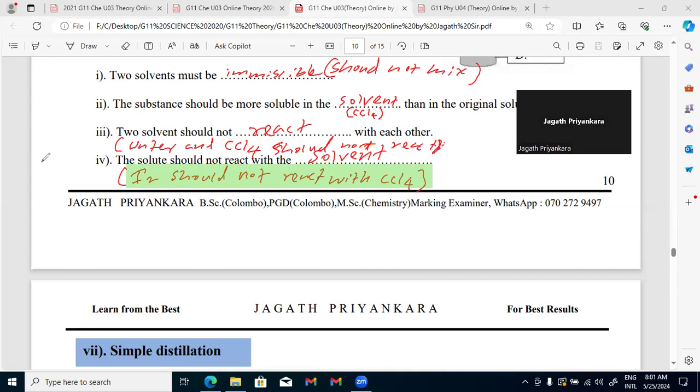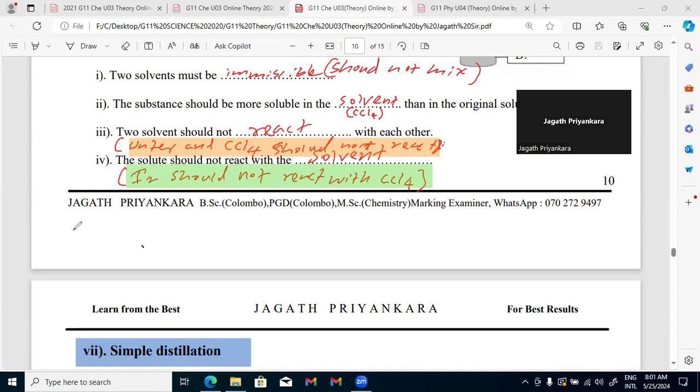That also you can highlight. Two solvents should not react. Solute also should not react with either of the solvents. And two solvents must be immiscible. And iodine should be more soluble in the solvent introduced. That's it. So if these conditions are satisfied, only then can you use solvent extraction. Therefore, solvent extraction cannot be used to separate all mixtures.